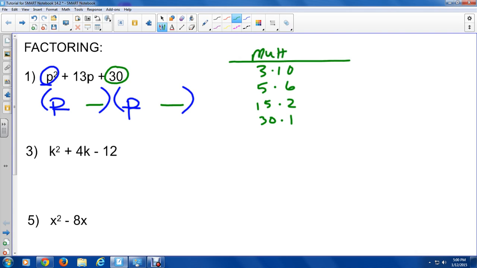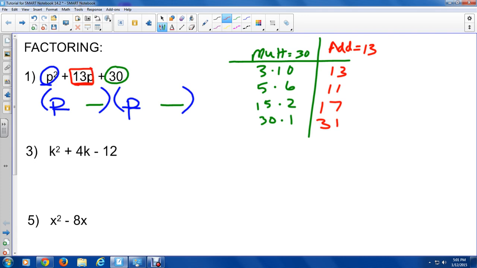So numbers that multiply to get 30 are listed, but here's how I'm going to pick. I've got to pay attention to this 13. If you remember from foiling, that's your middle term. You have to add to get the middle term. Usually we have to be careful of signs. In this case, they're all going to be positive. So I'm simply going to add the 3 and the 10, and I get 13. 5 plus 6 gives me 11. 15 plus 2 gives me 17. 30 plus 1 gives me 31. Of course, I'm picking the one that matches up with my middle term right here, and that would be the first one in this case.